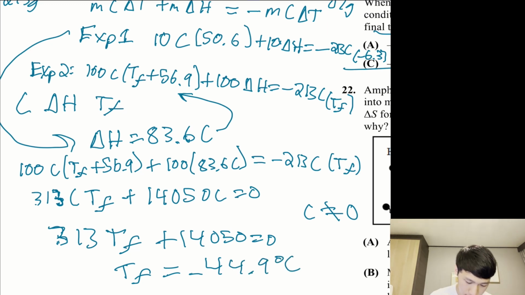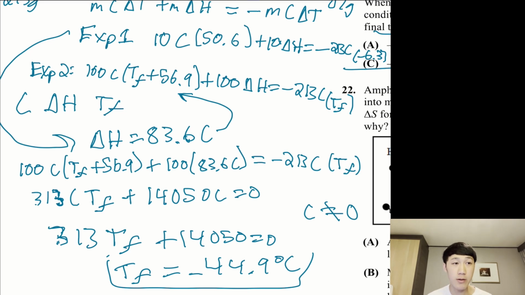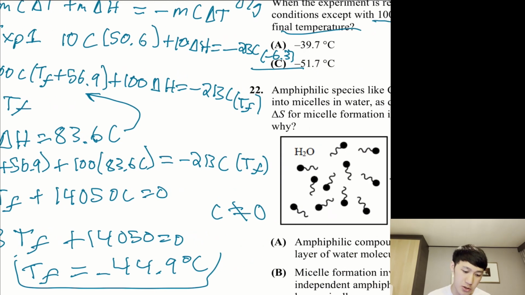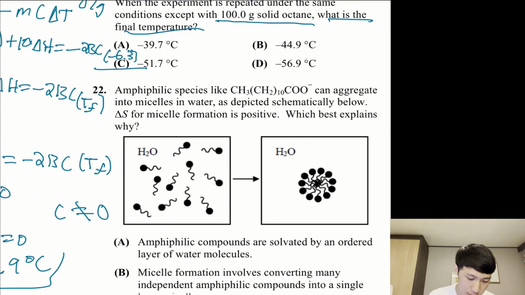44.9 degrees Celsius. So, amazingly, we can figure out what the final temperature is without knowing anything about the heat capacity or the delta H fusion. We only know their relationship, but we don't know their absolute values. But we can still find the solution, which is going to be B.